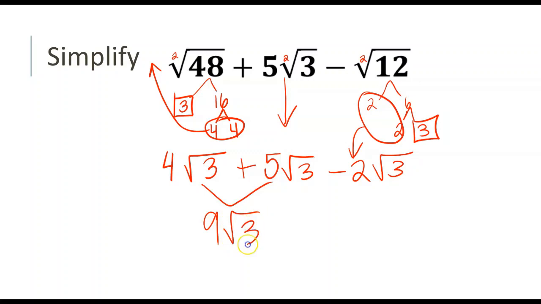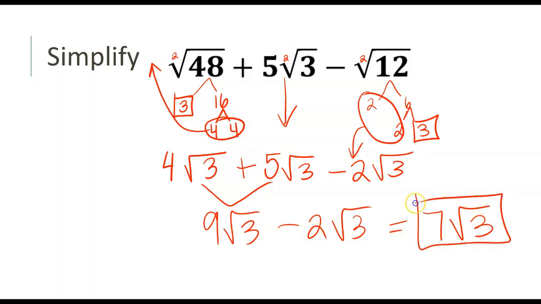4 plus 5 is 9 root 3, minus 2 root 3. 9 minus 2 is just 7. And then we keep the square root 3.